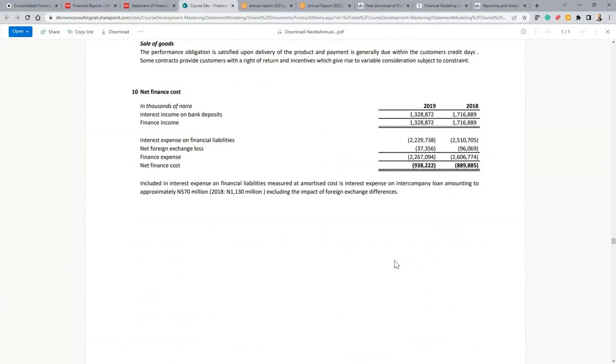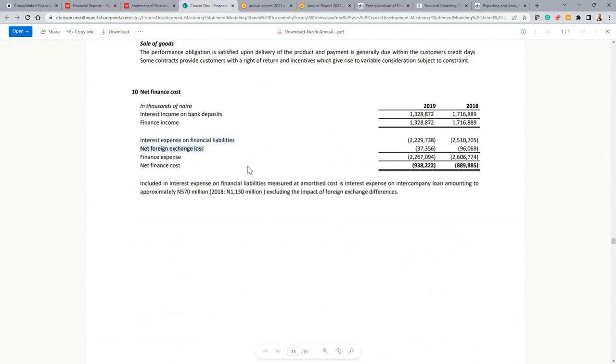Is interest rate driving this? So if you have a look at this. All right. So you have interest expense on financial liabilities, net foreign exchange loss, and then finance expense. So see this finance expense. This is what was in the financials, right? If you look, you see interest income. Income is fine, but look at expense. Interest expense on financial liability. Then we have something called net foreign exchange loss.